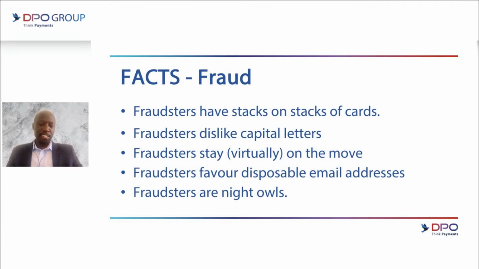We also see trends around customers favoring very disposable email addresses, and most of these are email addresses with figures or digits in them. From our analysis, we find that anytime you get an email address that has more than 2 digits in it, it's twice as likely to be a fraudulent email address. One other very interesting one is that fraudsters are night owls. For some reason, a lot of fraudsters tend to believe that they work better at night.